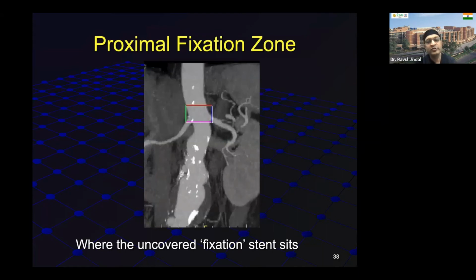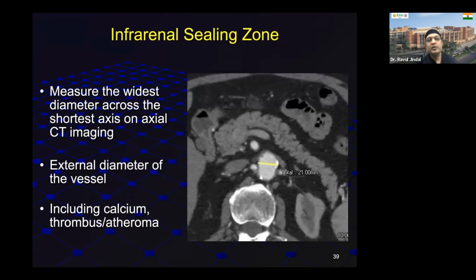Then the proximal fixation zone, where the uncovered part of the stents will come, that is above the renal arteries. We must look out that there is not much thrombus or calcification, because then the fixation will not be very good. The infrarenal sealing zone is also very important, because here we must look into the calcification and thrombus, because if there is a huge amount of thrombus and calcification, then the fixation of the stent will not be very good.